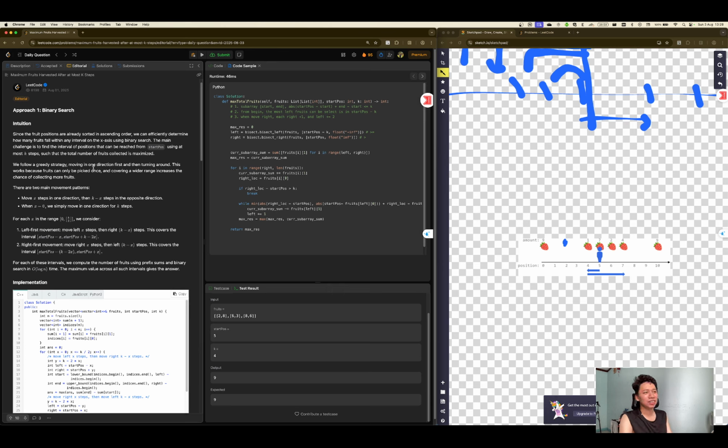Right. There are two main movement patterns: extend X steps in one direction, and K minus X steps in the opposite direction. When X is 0, simply move in one direction. That's right, that's so right. This explanation is as good as mine.